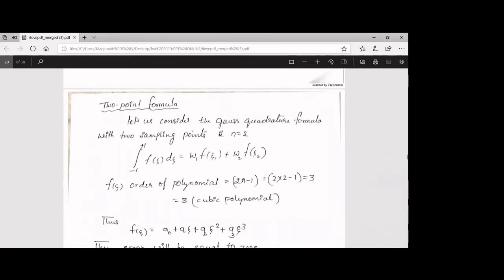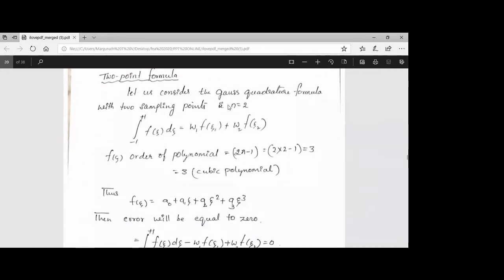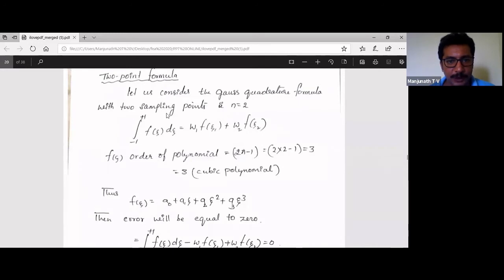Now just consider a 2-point formula, the Gauss quadrature formula with 2 sampling points. When n becomes 2, then the Gauss integral you can write as the integral from -1 to +1 of f of zeta d zeta, which is equal to, as we have 2 points, we are going to write 2 coefficients here, that is w1 f of zeta 1 plus w2 f of zeta 2.